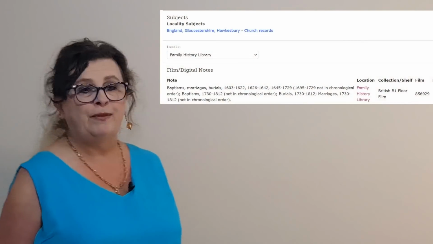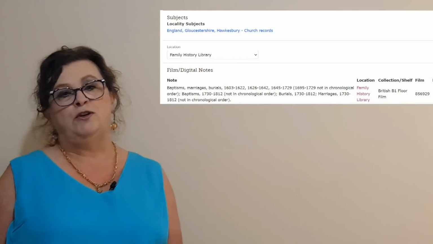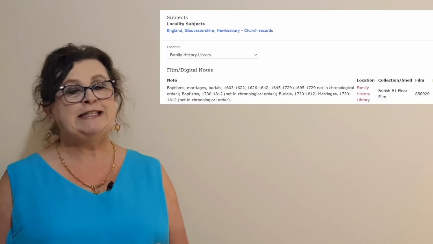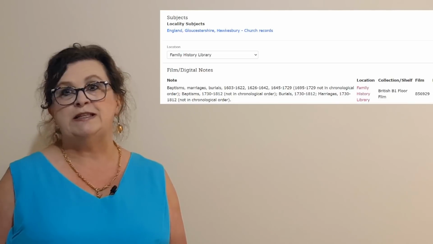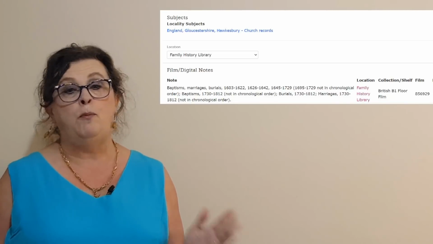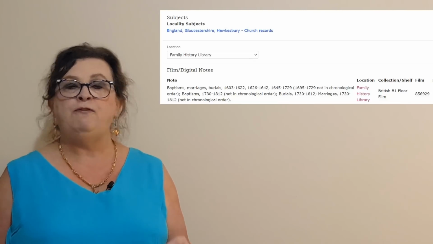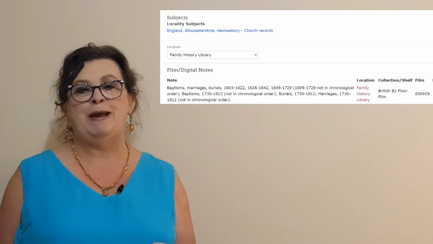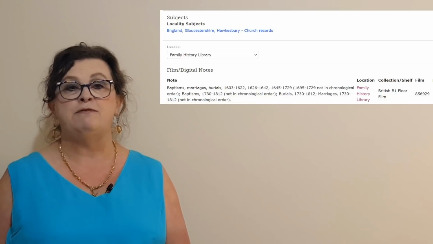Less obvious are parish registers or bishops' transcripts that have gaps. Look at this example from Hawkesbury in Gloucestershire. Baptisms, marriages and burials are not included in the parish register for the period 1623 to 1625 and 1642 to 1644, so there's no point in looking for them. But it's also important to bear in mind that if your ancestor was having children around about this period, they might have had some children that you don't know about due to the gaps in the register.